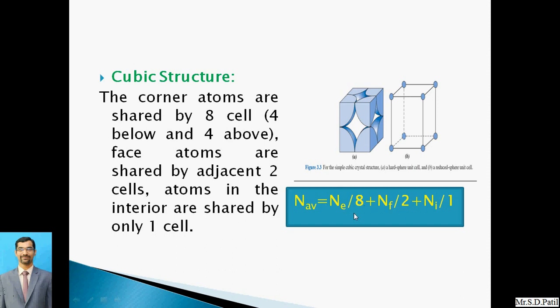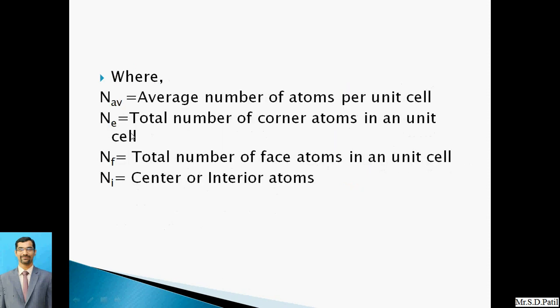Now what are N_C, N_F, N_i? This has been explained in this slide. N_AV means the average number of atoms per unit cell. Note down all these things. N_C is the total number of corner atoms in a unit cell. N_F is the total number of face atoms in a unit cell, and N_i is the number of center or interior atoms.